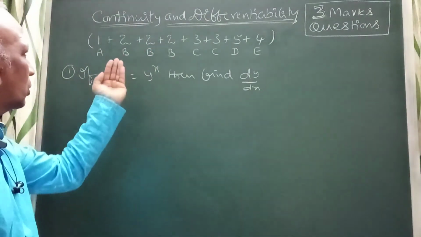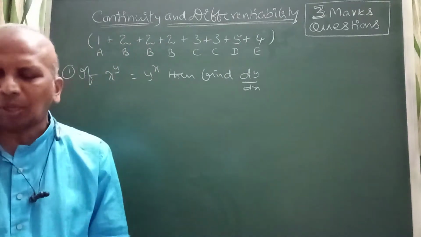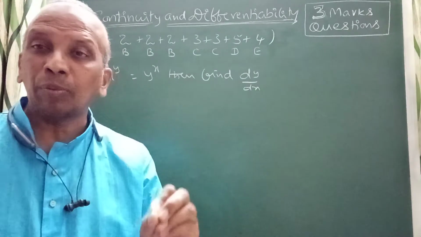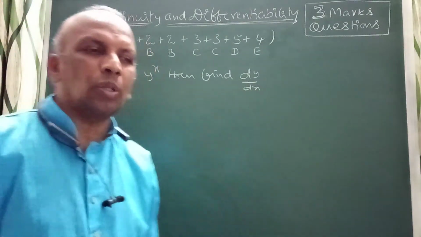Now, coming to the 3 marks questions, I am explaining 3 marks questions. Around 10 to 15 problems I am going to explain. Definitely you will get 2 questions from that. Maximum chances are there, maximum possibility I am saying here. Try to solve the questions now.